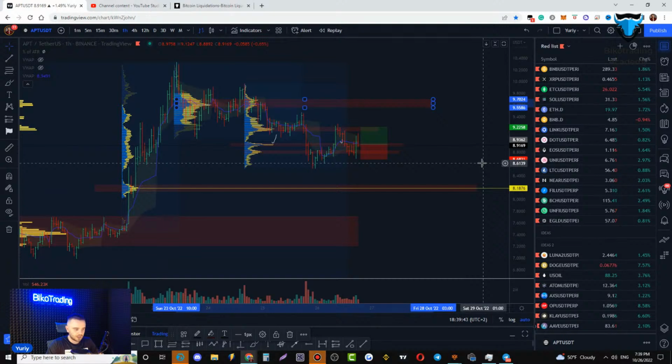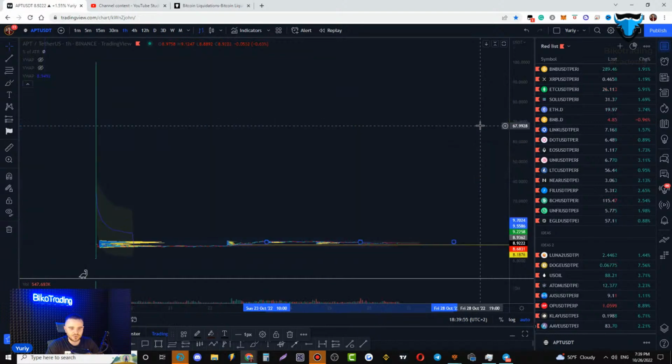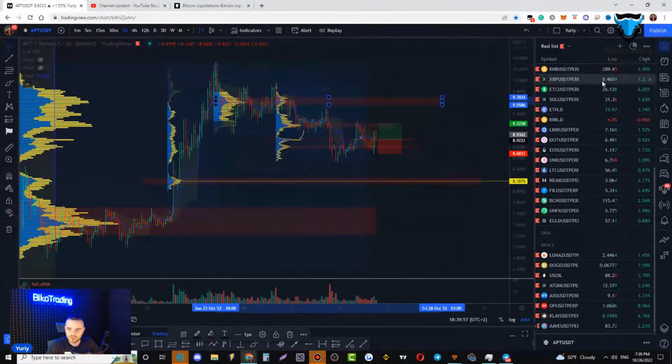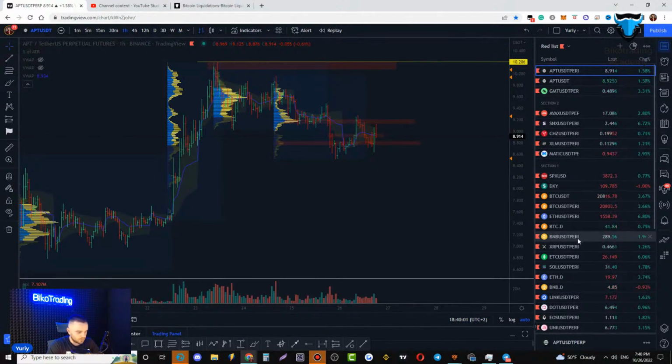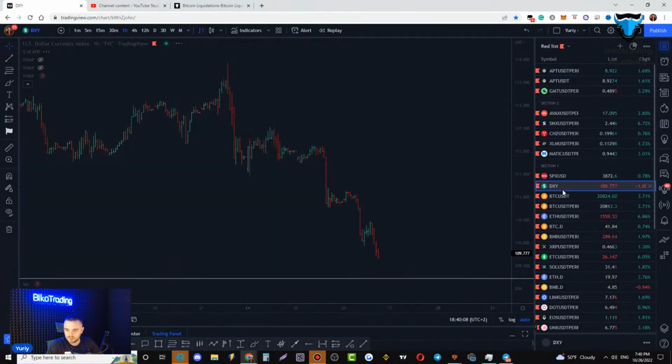Globally, what's going on in APT? Let's cover APT. Type 2 into the chat if you would like me to analyze APT much deeper at this moment and explain all of these ideas that we potentially could trade on this coin. Before that, let's look at DXY, we always cover DXY.